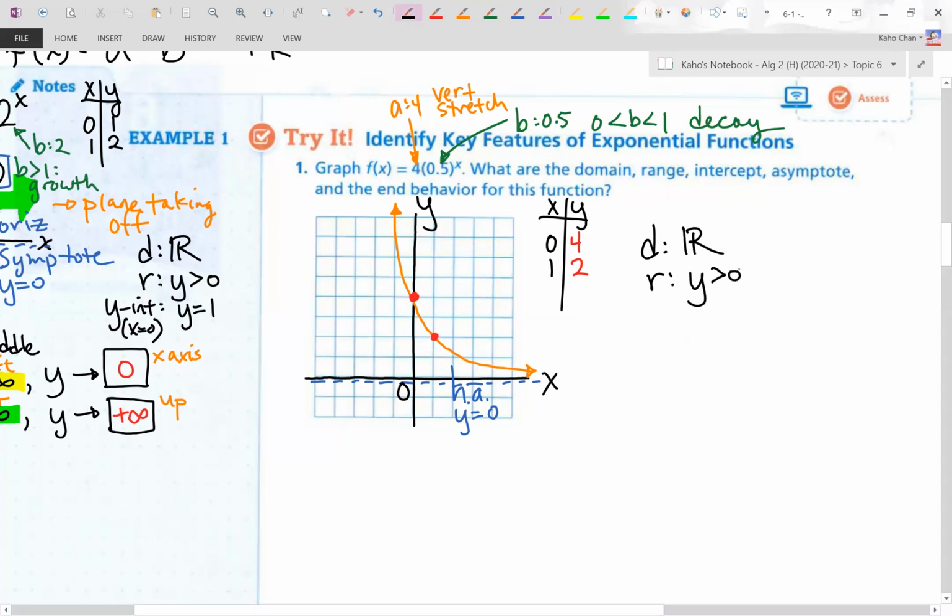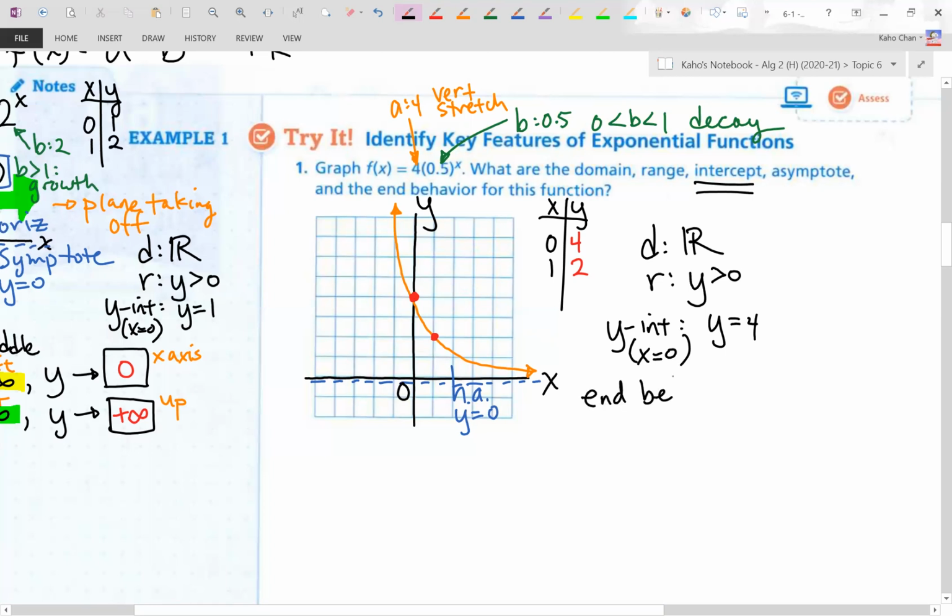In this case, my y-intercept is y equals 4. We do need to mention that because they asked for that. See, they asked for any intercepts. So in this case, we do have a y-intercept. And that y value is 4. This is when x equals 0. One more thing they asked for is the end behavior again. So let's talk about that.